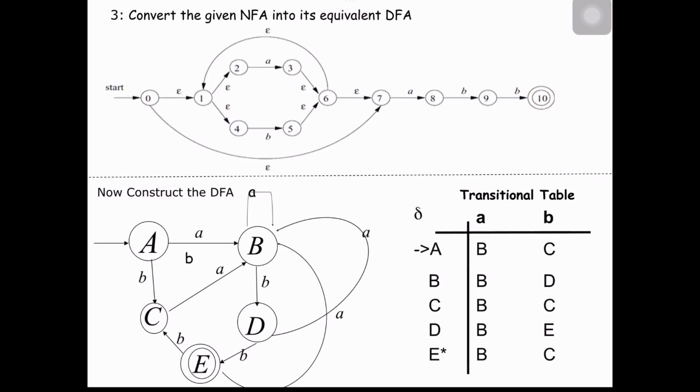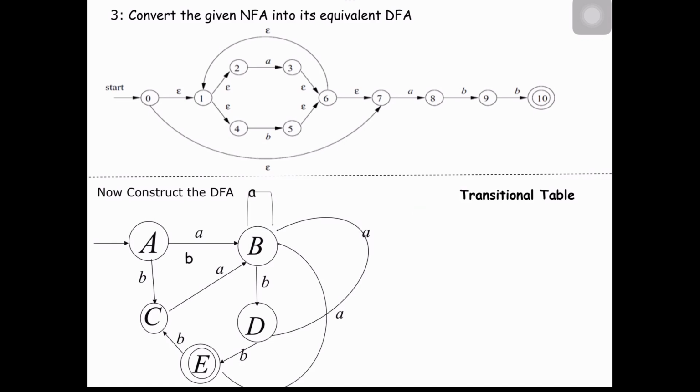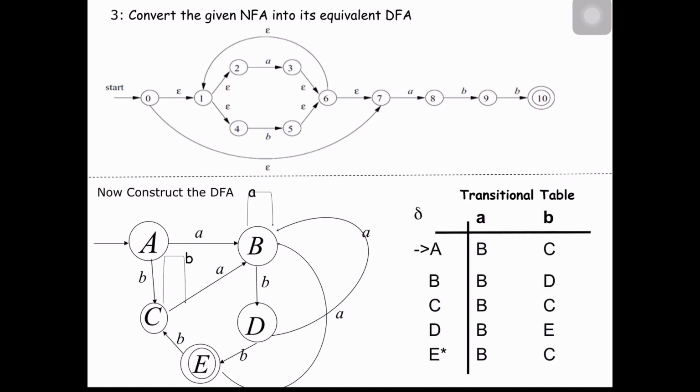since E contains the final state of the given epsilon NFA, that's the reason you have made it final. This will be the final transition diagram and corresponding transition table.